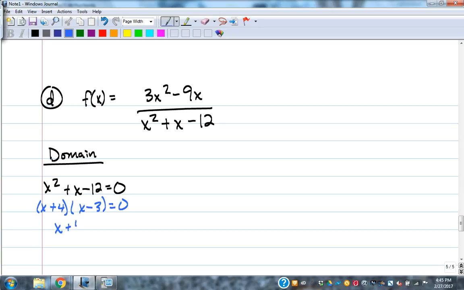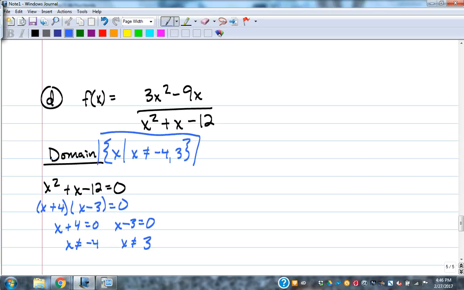So that gets us x plus 4 equals 0, x minus 3 equals 0. So x can't be -4. X can't be 3. There's our domain. What do we do next?